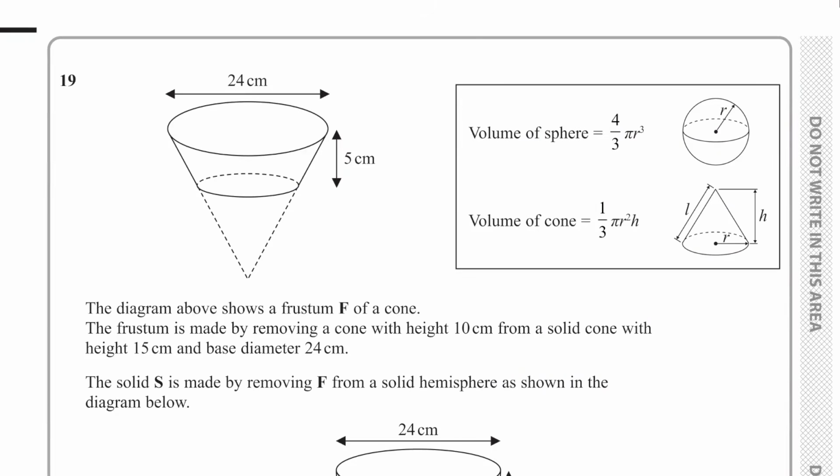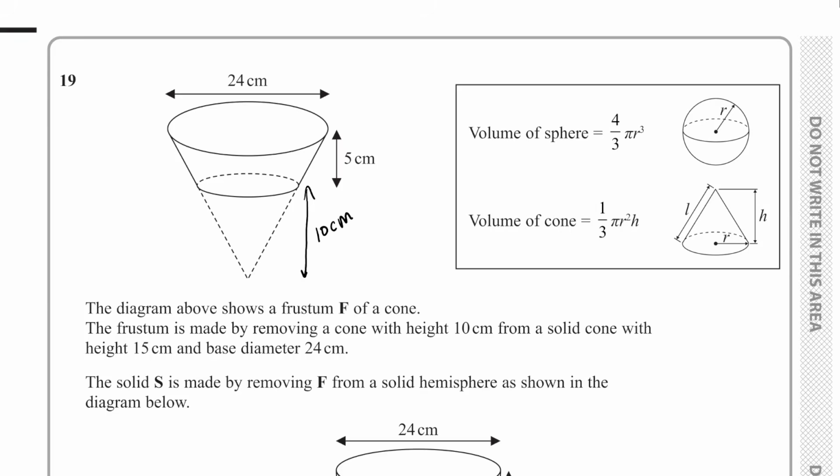Question 19. The diagram shows a frustum of a cone. The frustum is made by removing a cone with height 10 centimeters from a solid cone with height 15 centimeters and base diameter 25 centimeters. So there's a cone with a height of 10 centimeters that has been removed. So we have two similar cones.